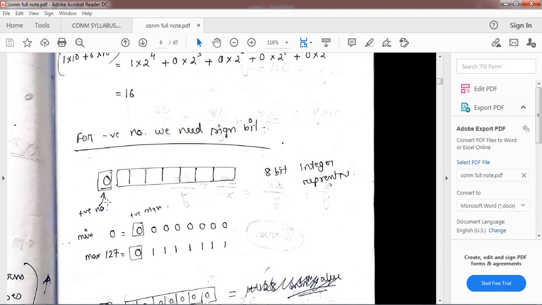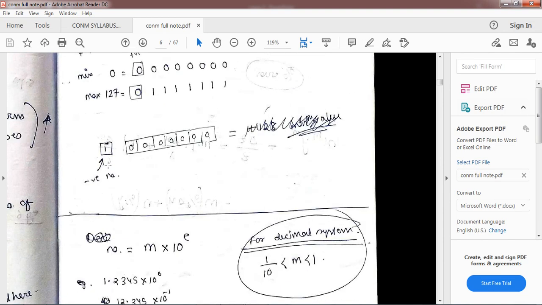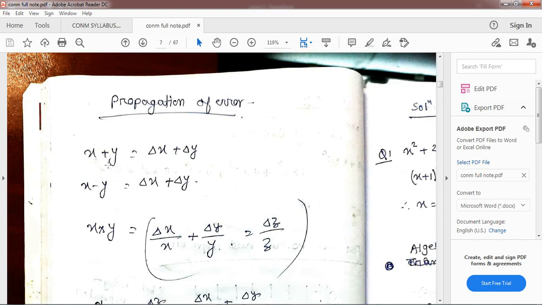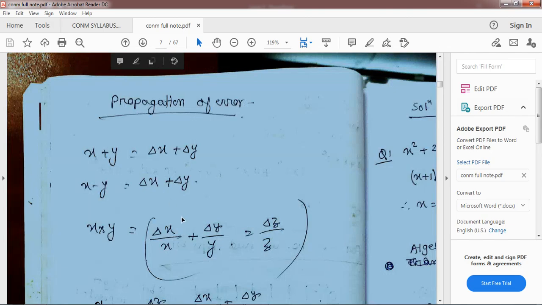The first one is the sign bit. So now what is propagation of error? Now you must understand that suppose I have two values, x and y. Now this x and y are also going to have some kind of errors, which are delta x and delta y. So what is this delta x? This delta x is the error for x. And what is this delta y? Delta y is the error for y, isn't it?